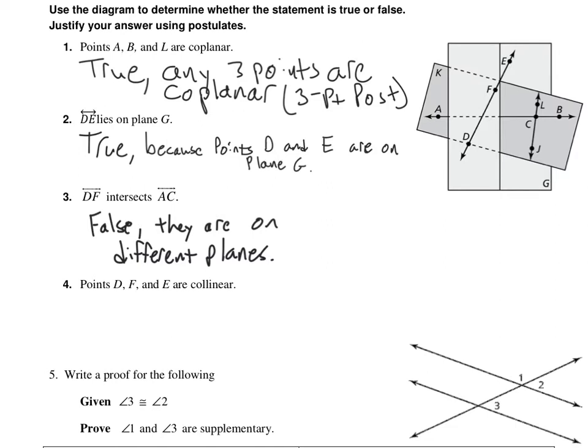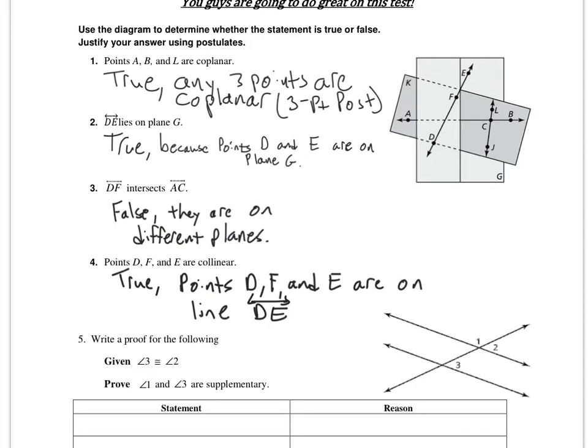So how about this? D, F, and E are collinear. Well, D, F, and E are on the same line that's drawn, so yes, they're collinear, and because they lie on the same line, DE. So we might say that points D, F, and E are on line DE there. All right, very good.